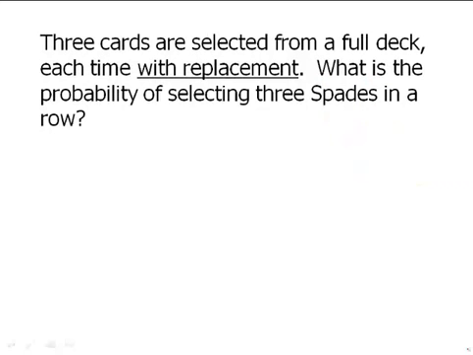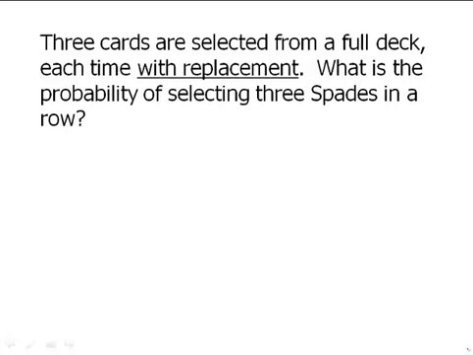3 cards are selected from a full deck, each time with replacement. What is the probability of selecting 3 spades in a row? So again, let's make sure that we're perfectly clear on this idea of with replacement. What that means is I shuffle the deck, I pull a card out, I look at it, then I put that card back in the deck, shuffle it again, so that the second card I pick is being picked from a full shuffled deck. There are 52 cards when I make the second pick.